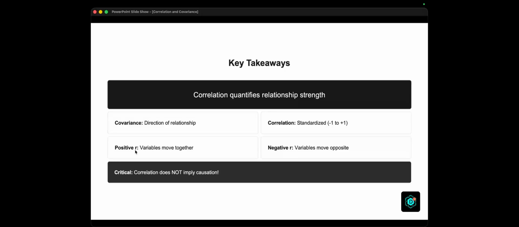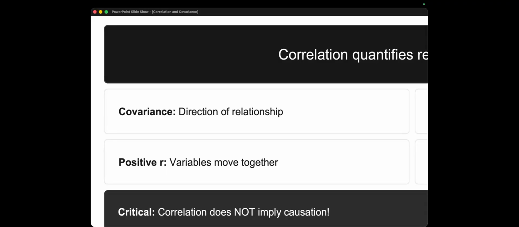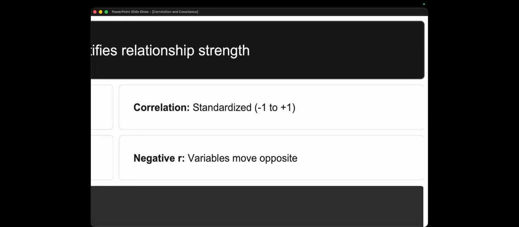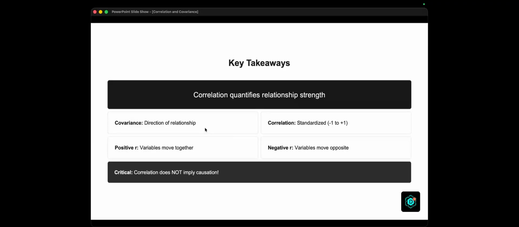So positive correlation means variables move together. Move together means they increase together. Negative correlation means they move in the opposite direction. And usually the covariance is not standardized, the correlation is standardized.